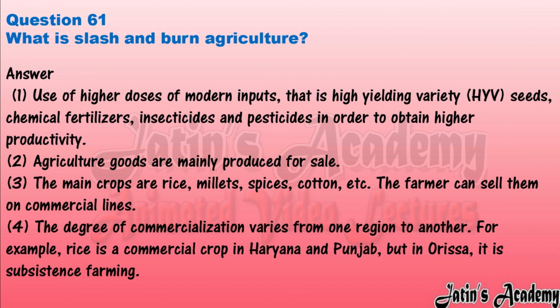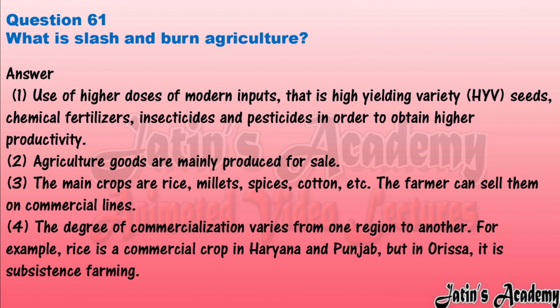Question 61. What is slash and burn agriculture? Answer. 1. Use of higher doses of modern inputs, that is high-yielding variety, HYV, seeds, chemical fertilizers, insecticides, and pesticides in order to obtain higher productivity. 2. Agriculture goods are mainly produced for sale.